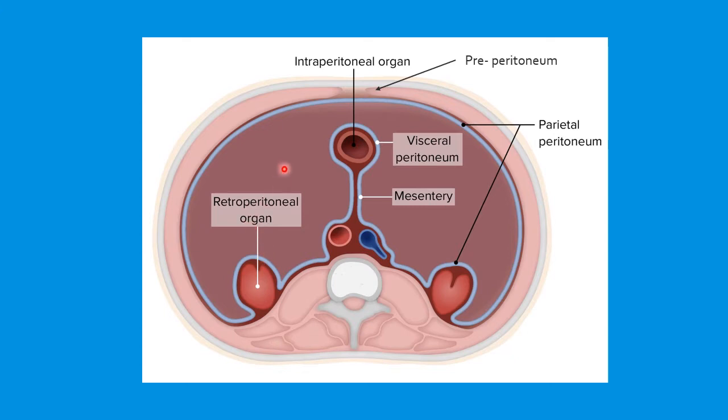Okay, this diagram shows you the preperitoneum, which is the anterior abdominal wall here. Then you've got your intraperitoneal, where the organs are located. And the other one is posteriorly the retroperitoneum behind the peritoneum, where the peritoneum is reflected and lines the posterior abdominal wall.